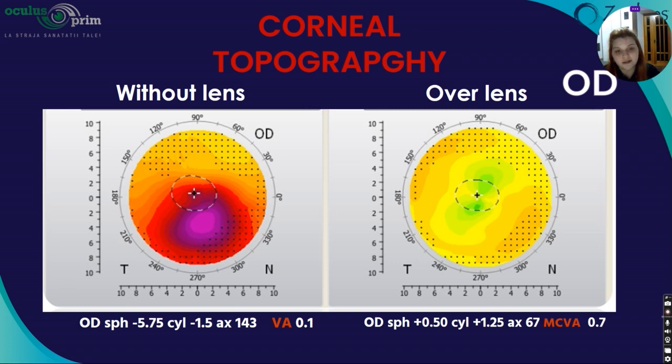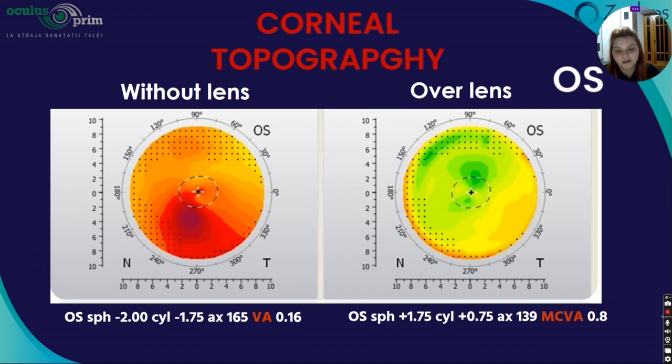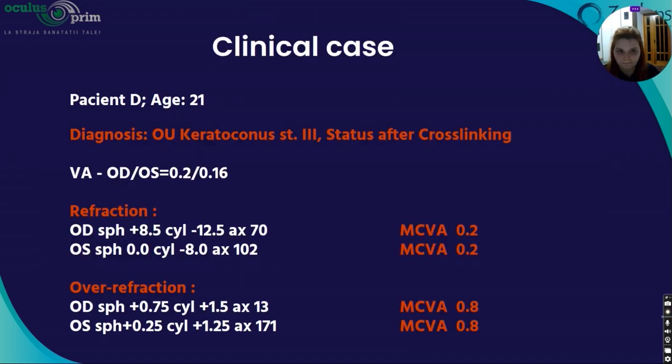In the first image, we see the tip of keratoconus, and the second one is topography over the lens, where there is a smooth optical cornea. The same results we see in the left eye.